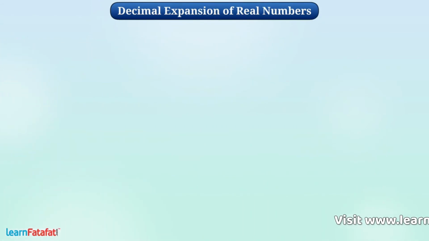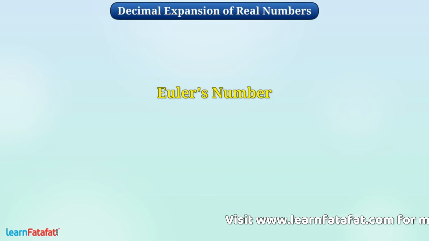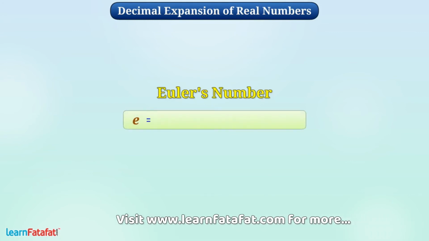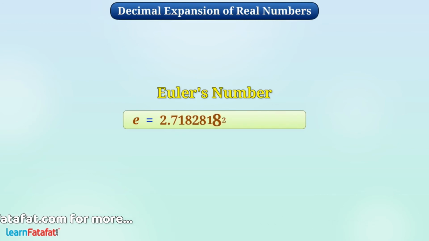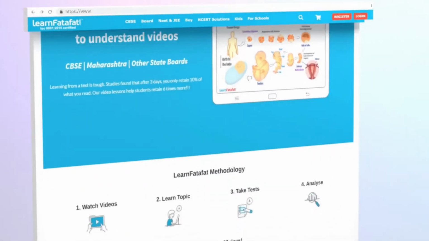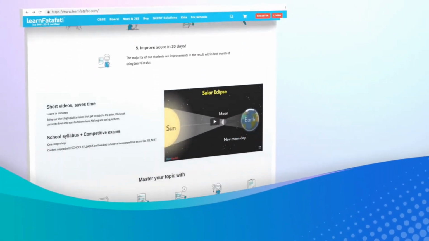Another similar number is Euler's number. It has the value e equal to 2.71828 and so on.